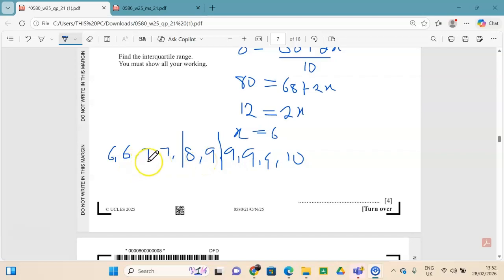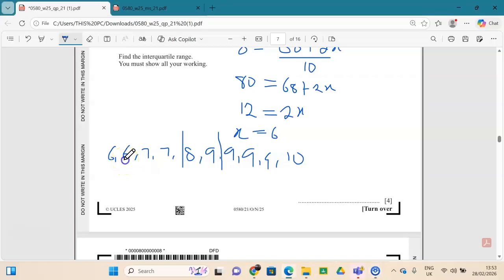But I need the lower quartile, which will be the median of these other four numbers coming from the left-hand side. So if I get the median of 6, 6, 7, and 7, the median will be 6 plus 7 divided by 2, and that will give us 6.5, because that will be 13 divided by 2.